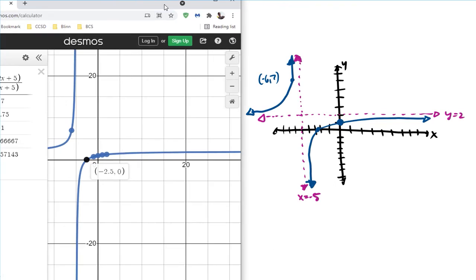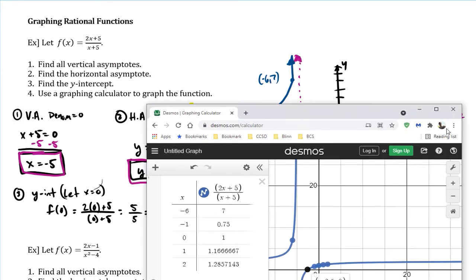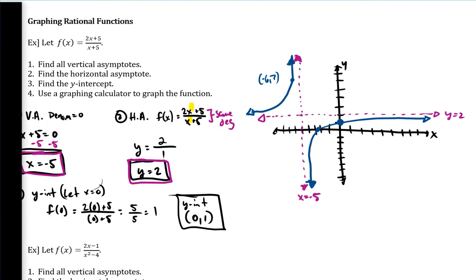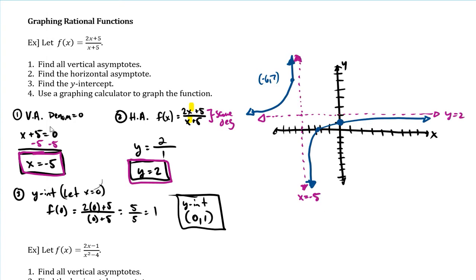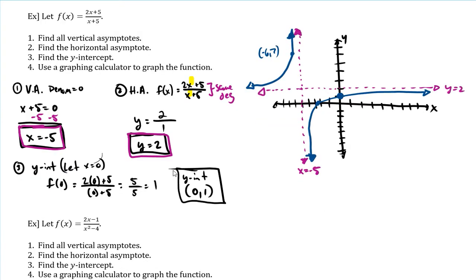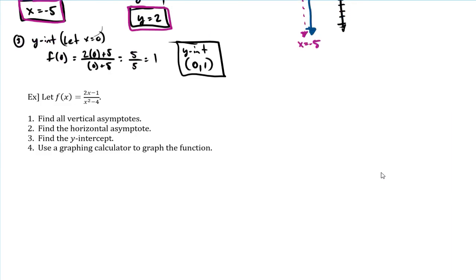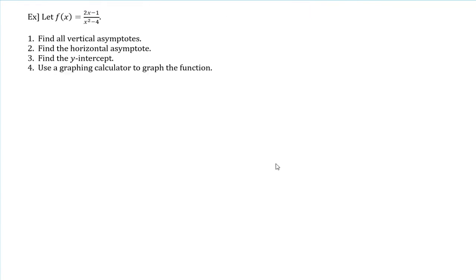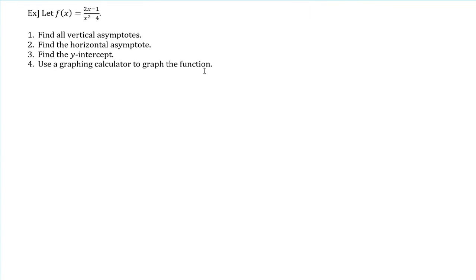So if it's on a grid, we can make it more accurate, but often we're just trying to make quick sketches anyway. So there's our sketch using the calculator, along with finding the important information. That was quick without a calculator. You could use the calculator right away as long as you know how to find these still. The calculator can help, but I think just going by hand would be quicker anyway.